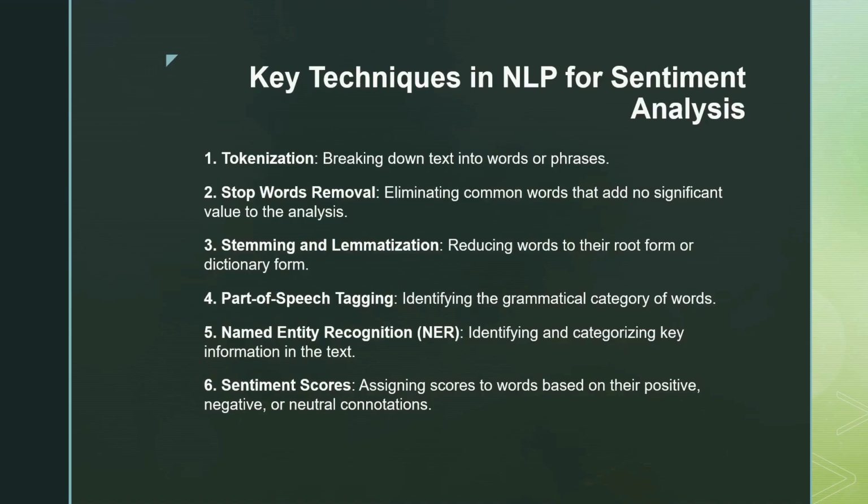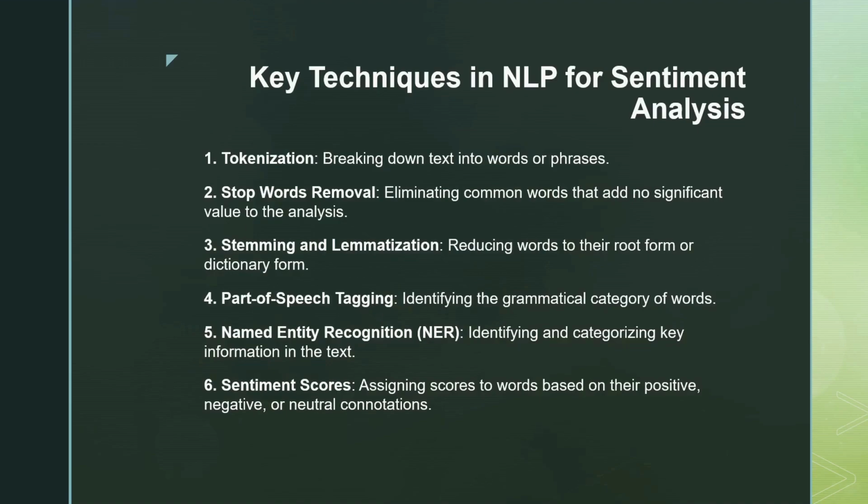So first, we have tokenization. It's like breaking eggs to make an omelette. Here, we break down text into individual words or phrases to analyze them. So next is stop words removal. This is where we remove filler words like and, the, or is. These words are common and don't typically add significant value to sentiment analysis.